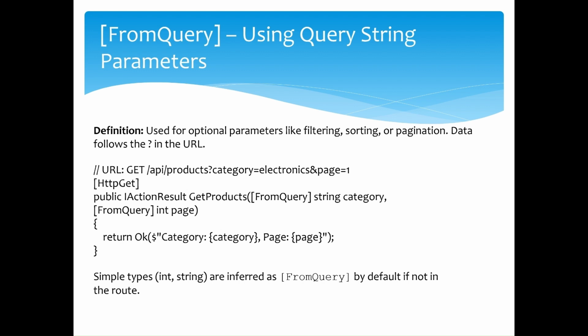One tip here: for basic primitive types like strings and integers, ASP.NET Core will actually infer FromQuery by default if the parameter name is not found in the route template. However, explicitly writing the attribute makes your code much cleaner and easier to read.